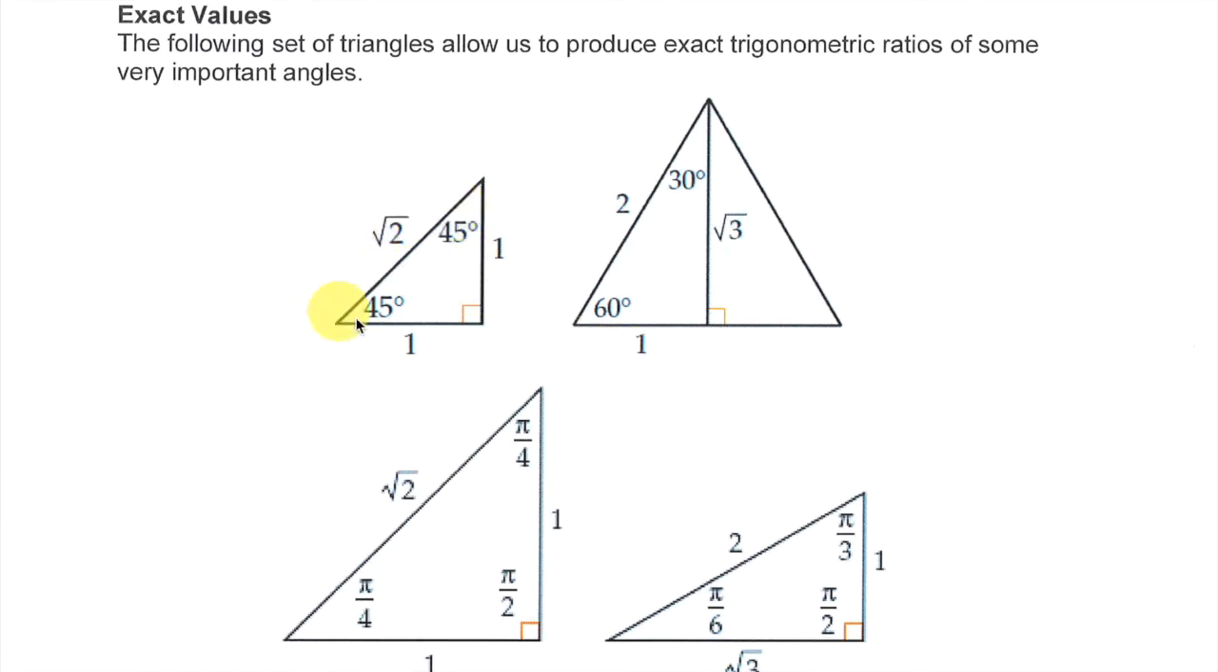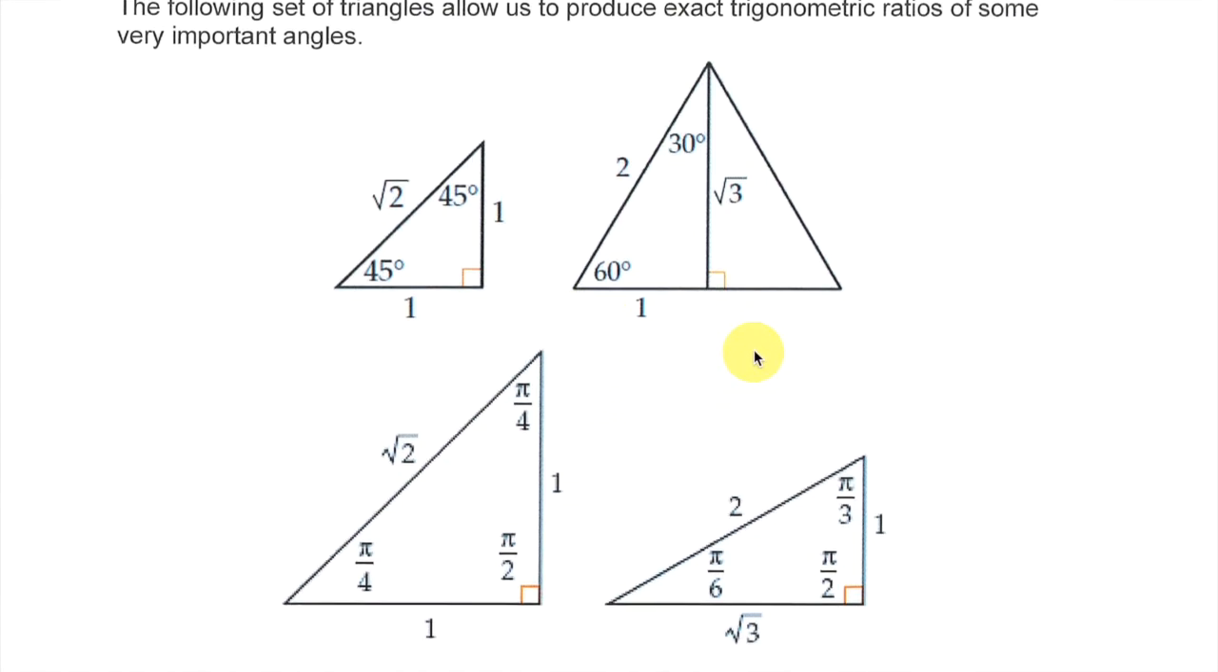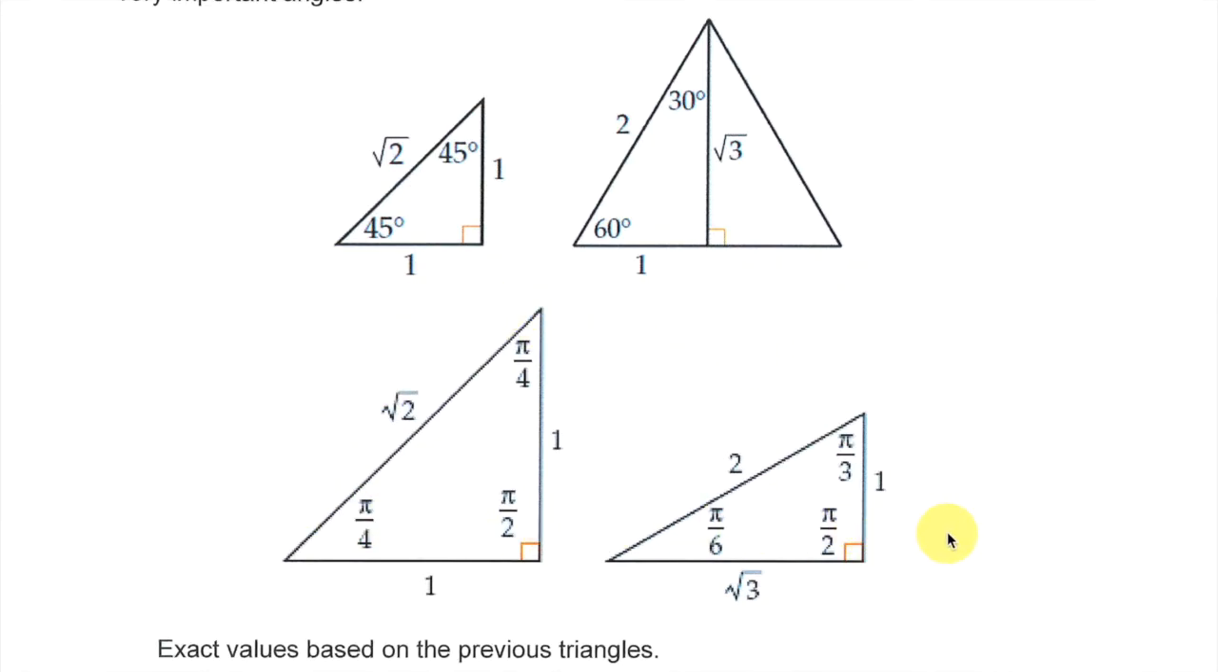Now, of course, they're 45s and 30s and 60s. That's working with the degree format. But using these triangles, we can also work with the radian format. So 45, 45, that's equivalent to pi on 4. Think about it. If pi is 180 degrees, we have 180 divided by 4. That gives us that 45 degrees. So we know that they're the same. Here we have pi on 2, which is 90 degrees.